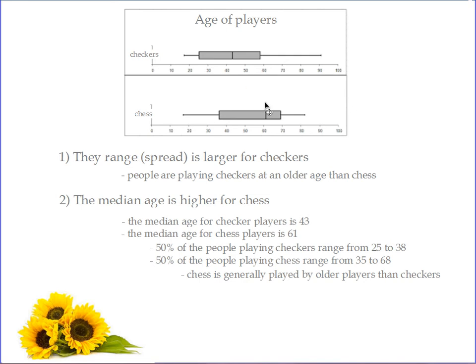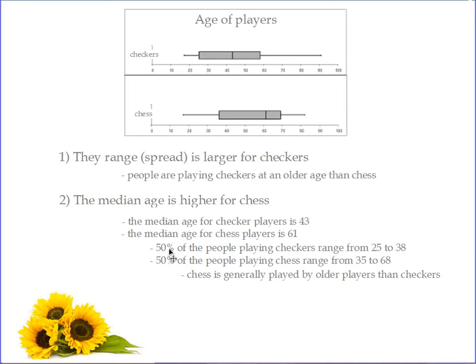We can look at the middle of our graph and say the median age is actually higher for chess, however. So remember, the median is halfway through our data, so we know that half of our chess players are above 60 years old, and half of our checker players are above about 43 years old. So we can say that if we're looking at just percentage-wise, our chess players are older.